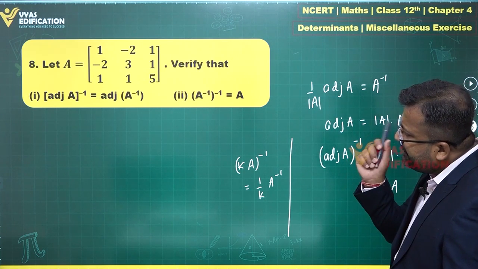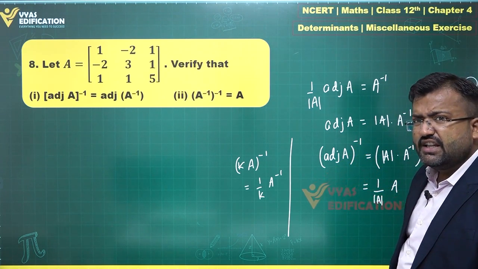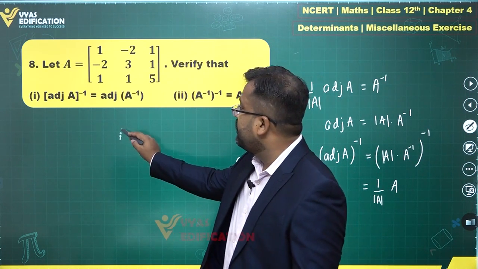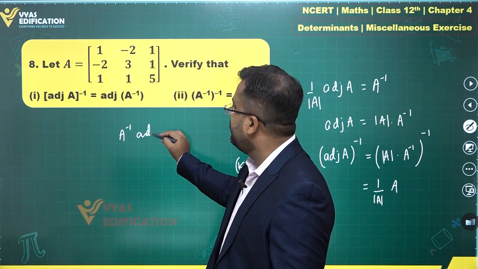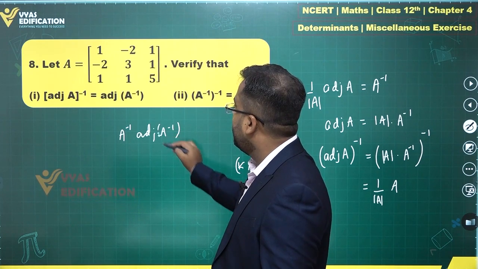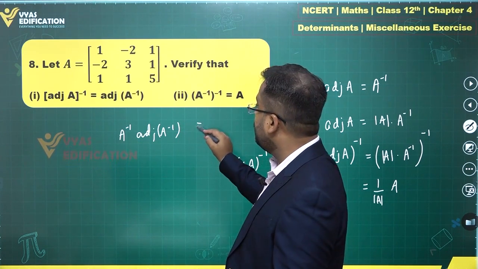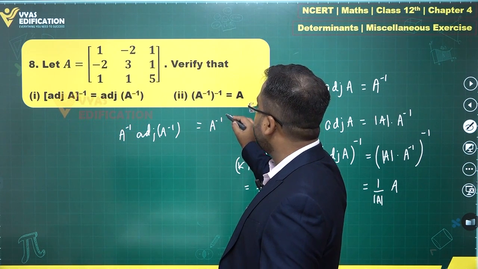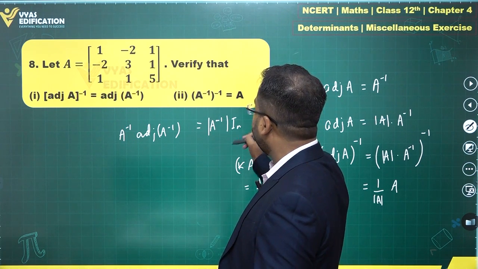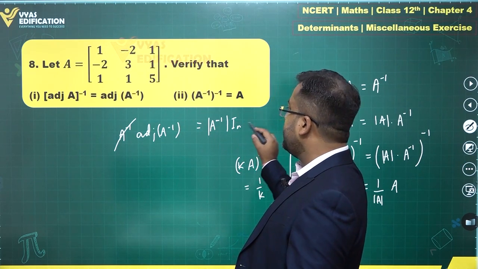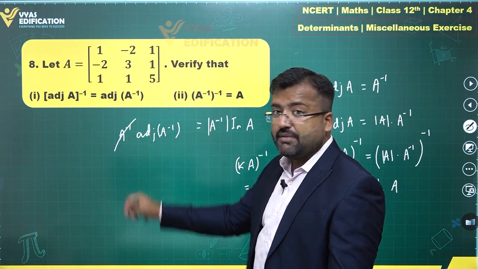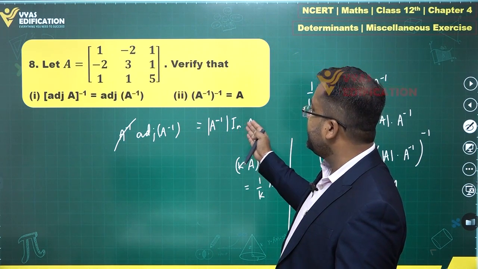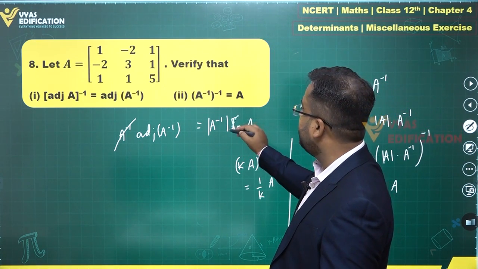And what do we have in the RHS? We have adjoint of A inverse in the RHS. Okay, and adjoint of A inverse, what will that be equal to? So A times adjoint of A is equal to determinant of A times I. So A inverse times adjoint of A inverse will be determinant of A inverse times In. Let's post multiply by A and pre multiply by A. A times A inverse is I, and this will be pre multiplied. So this will be A times In, which will be simply A.